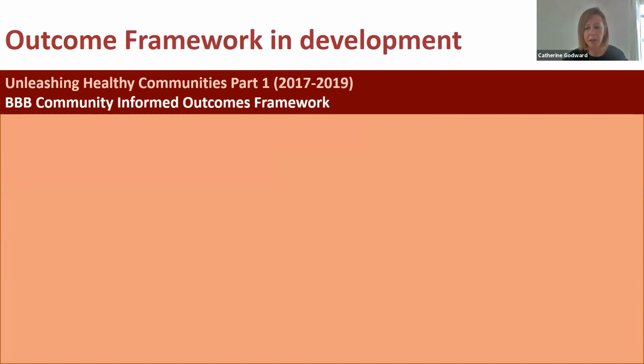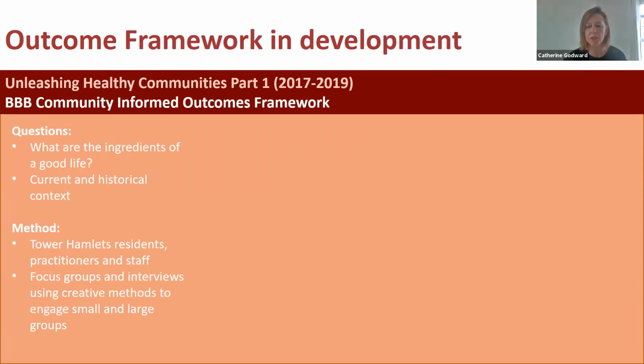The Bromley by Bow Outcomes Framework is a result of Bromley by Bow's Unleashing Healthy Communities research, which ran over 2 years, which has already been mentioned. It included a very wide consultation with members of the community to identify the ingredients of a good life from community members' perspectives, set within a current and historical context. And the community in this case means residents, practitioners and staff.